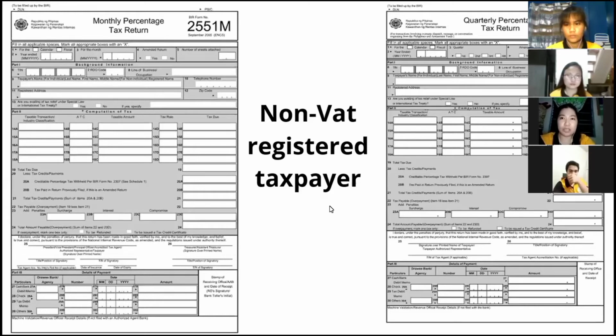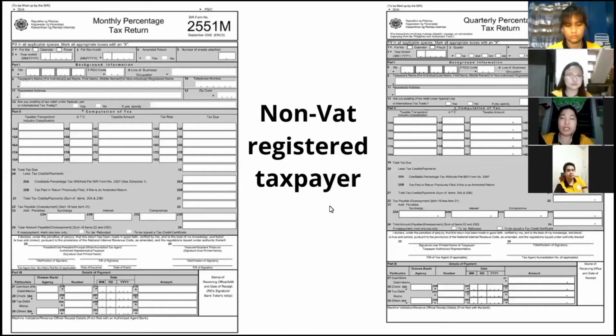The non-VAT registered taxpayer uses two forms, which are the BIR form 2551M and the BIR form 2551Q. Again, M stands for monthly and Q stands for quarterly. The deadline for the BIR form 2551M is within 20 days from the end of the month, while for the BIR form 2551Q, the deadline is within 25 days from the end of the month.